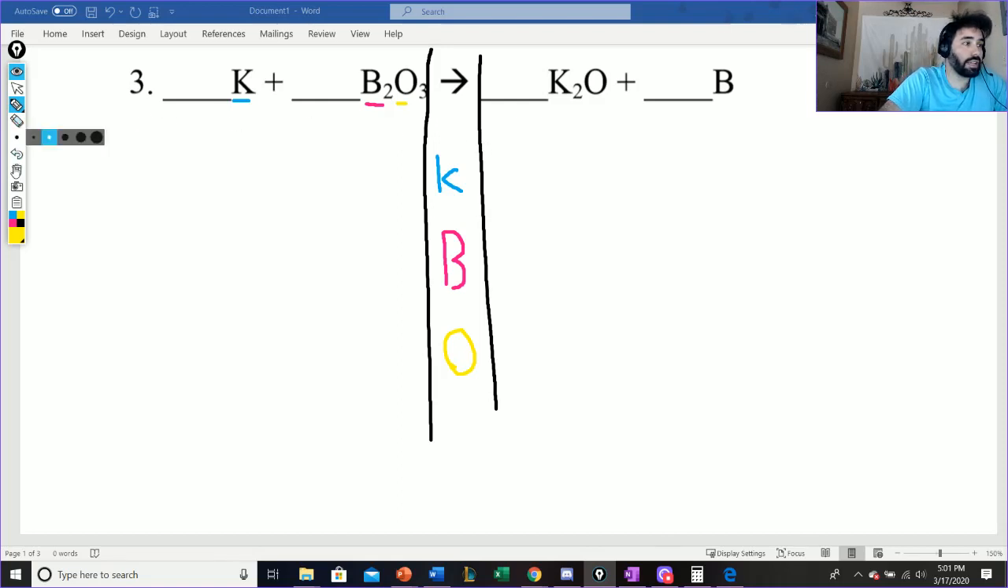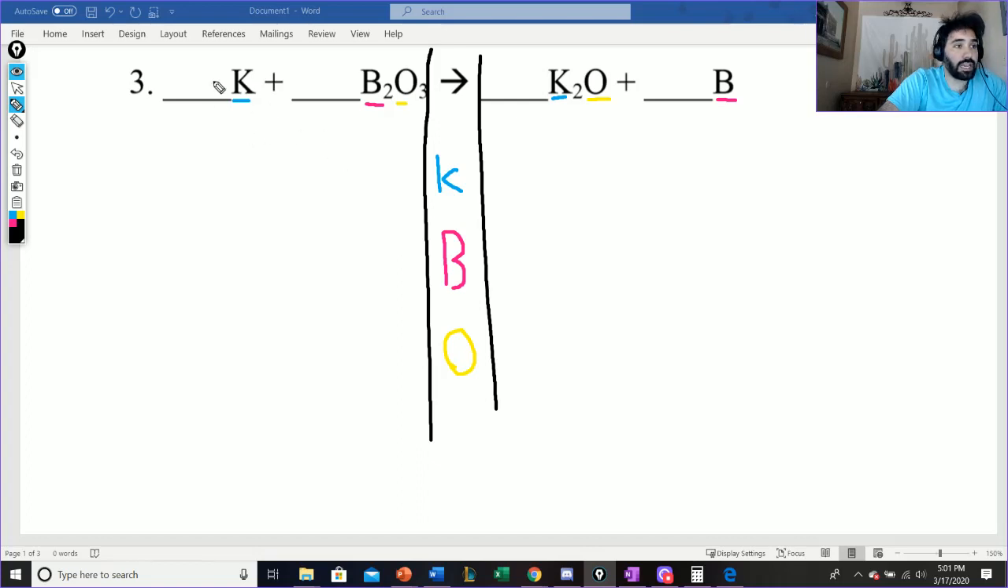Now, if I look on the right side, I should have the exact same elements. I have potassium, correct. I have boron, correct. And I have oxygen, correct. And that's everything that's accounted for. So now we can just get to counting these elements and balancing out what we need to.